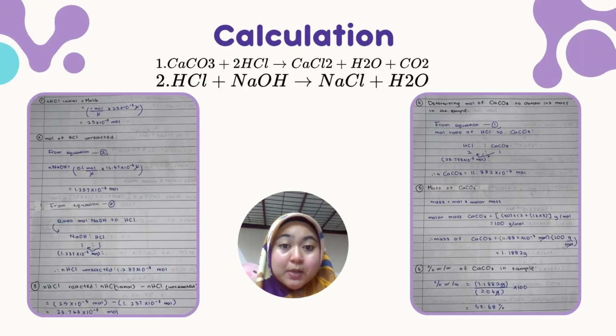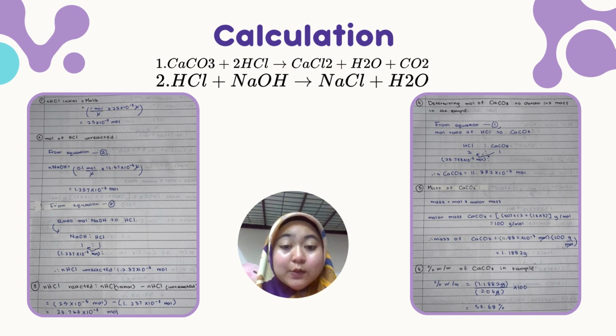Now, let me explain the calculation. Here we have two equations. First is CaCO3 plus 2HCl to CaCl2 plus H2O plus CO2. The second equation is HCl plus NaOH to NaCl plus H2O.